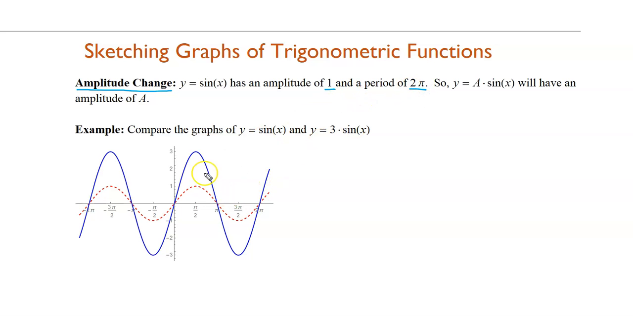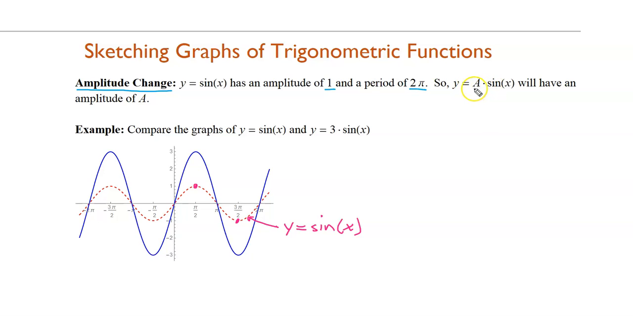So recall what that means. Down here we have the graph of the sine function, the red dotted curve. That is the graph of our regular sine function. And notice that it goes from -1 to +1 on the y-axis. So those are its minimum and maximum values.